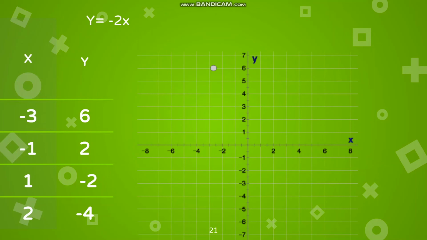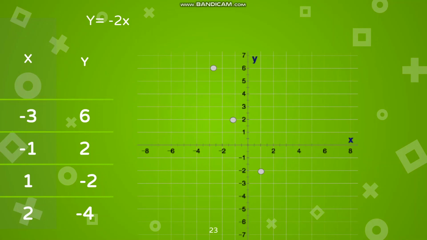I already put it up there, but you can see since x is negative, you're going to the left first. So left 3, then up 6. For the second one, x is negative, so you have to go to the left. Left 1, up 2. For the third one, you can see how it looks similar to the previous one we just did. This time y is negative. So you have to go to the right, because x is positive, so right 1, and -2, so down 2, and you would land right there.